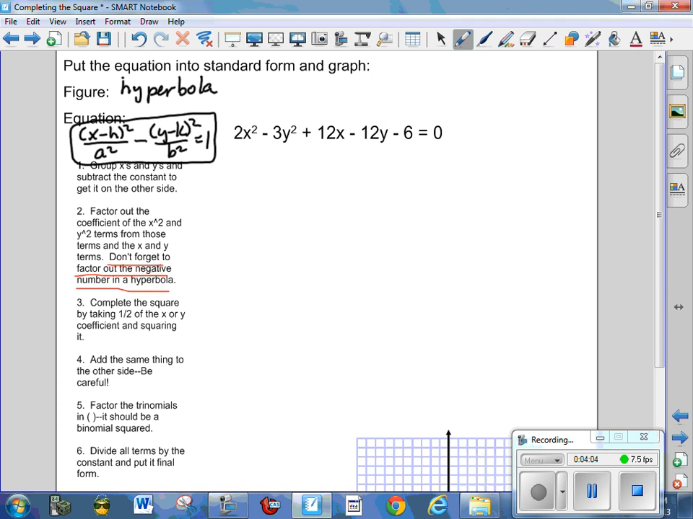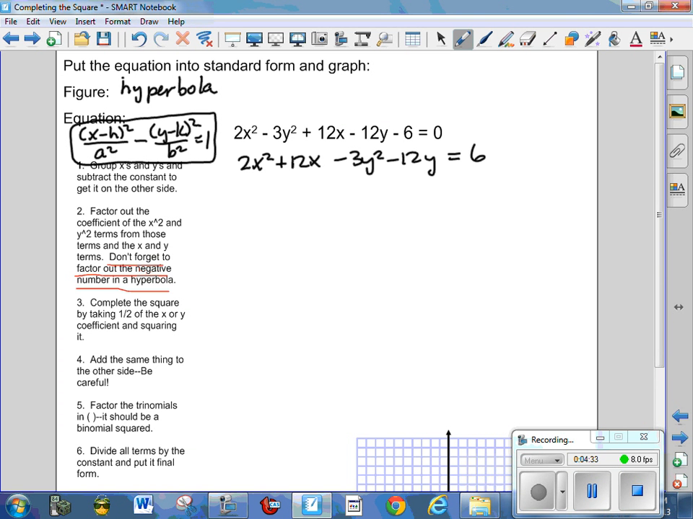Now it could be that the y will be the positive one and the x will be the negative one. I'm not sure when I start solving which one it's going to end up to be, but it's going to look something like that. So first step is to group together the x's and y's, because we have to do those separately. So I'm going to group together 2x squared plus 12x, and then minus 3y squared minus 12y, and then I'm going to add the constant to the other side. So I add 6 to the other side.